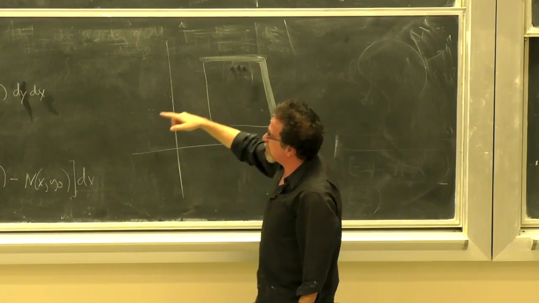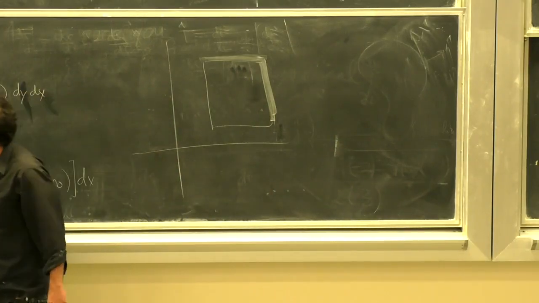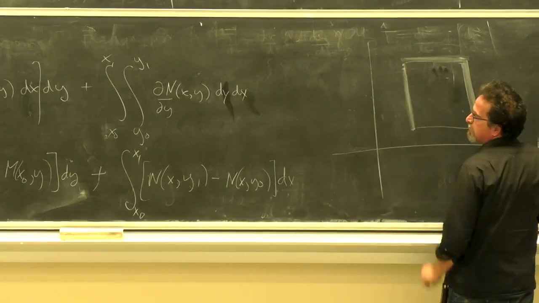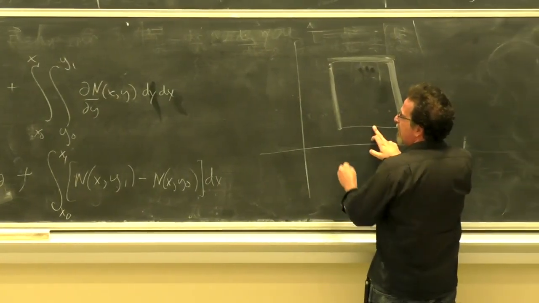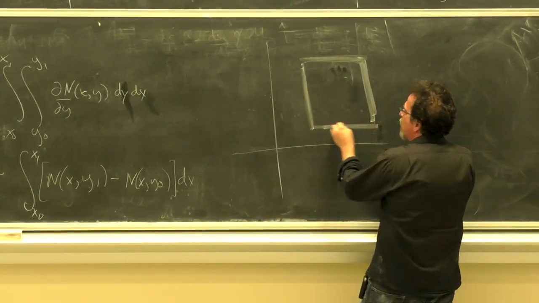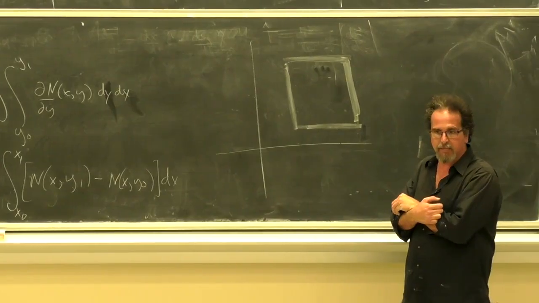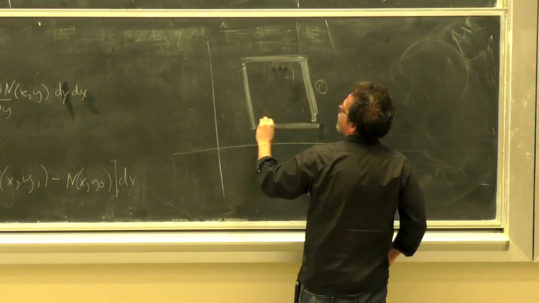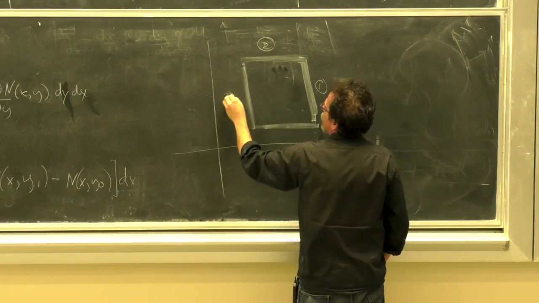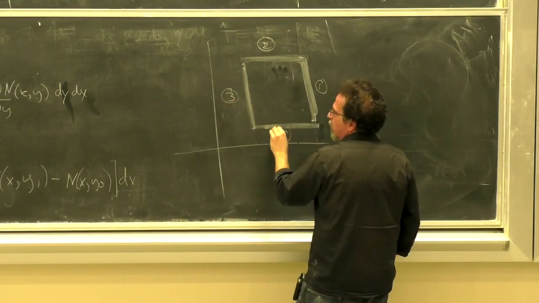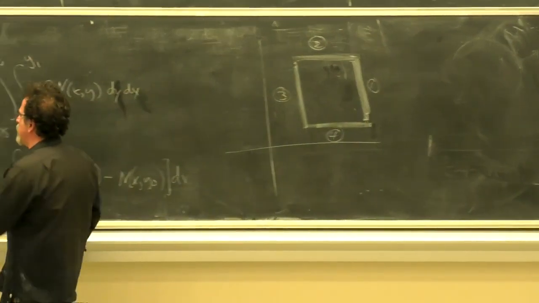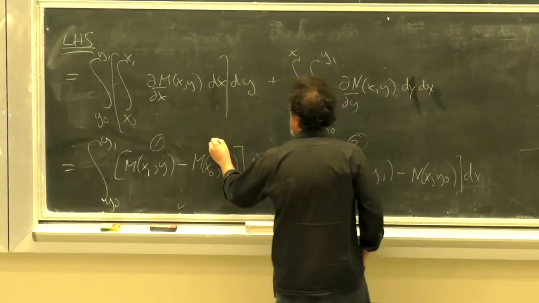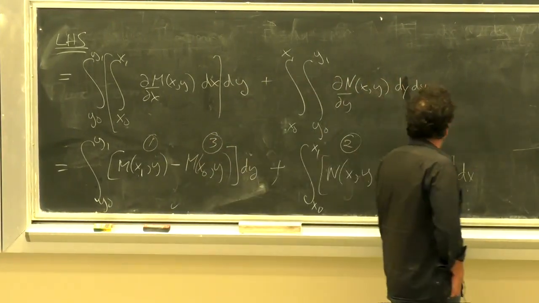Go to these other components, and this is take the negative m component at x0 and integrate it along dy. And this is take the negative n component along y0 and integrate it along dx. Let me label these. I'm going to call this 1. I'm going to call this 2. I'm going to call this 3. And I'm going to call this 4. That means this is 1. This is 2. This is 3. And this is 4.